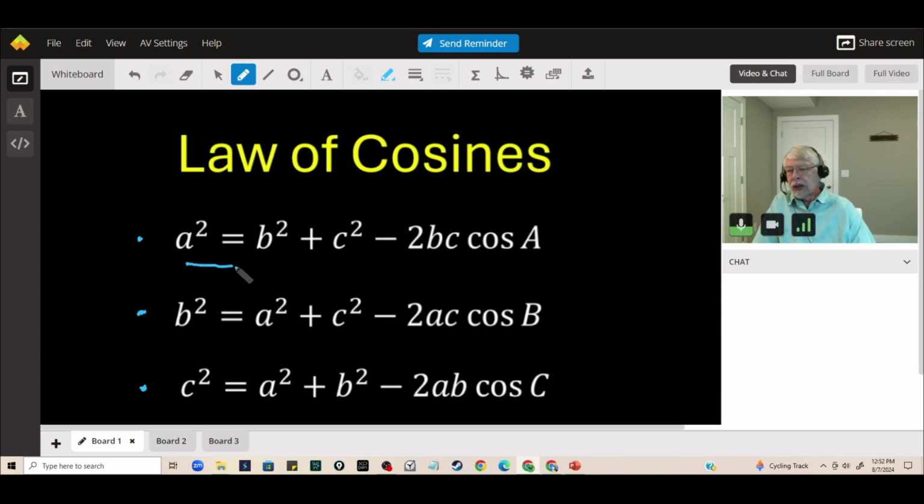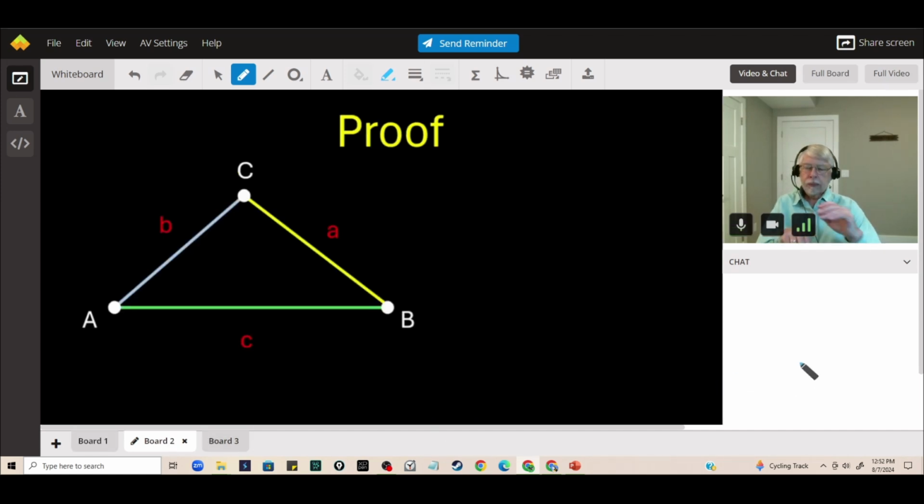So again, let's see how we come up with this first one. Let's go to the next board. To come up with the proof, what we're going to do is start with an obtuse triangle. It has one angle that's greater than 90 degrees, and that's this angle right here, C. And then we have two other angles. Now, we're going to be concerned about this angle right here. We're going to call it theta.